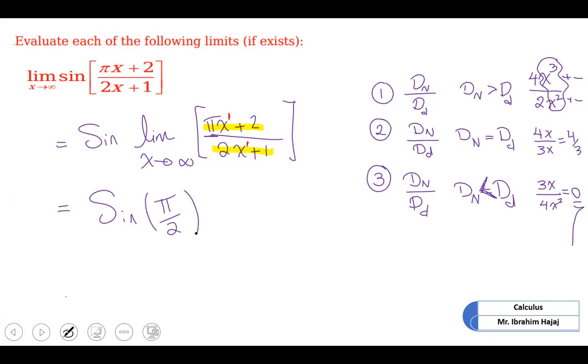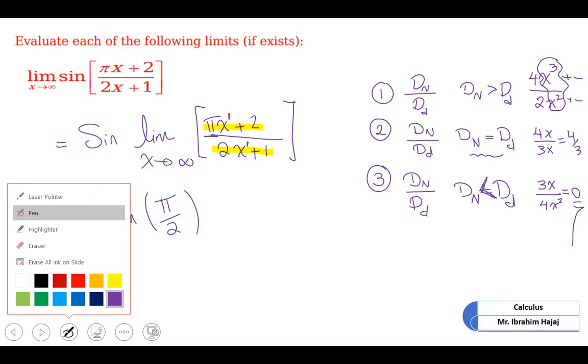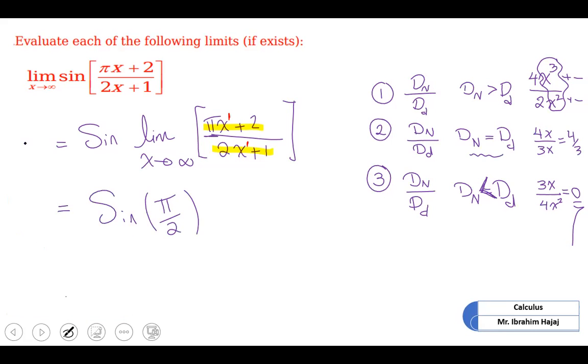Why? Because in the second case we said when degrees are equal, we take only the leading coefficient of the numerator divided by the leading coefficient of the denominator, pi over 2. And then what's sine pi over 2? Sine 90 is equal to, yes, excellent, 1. Okay.